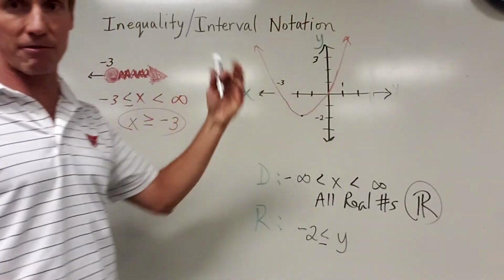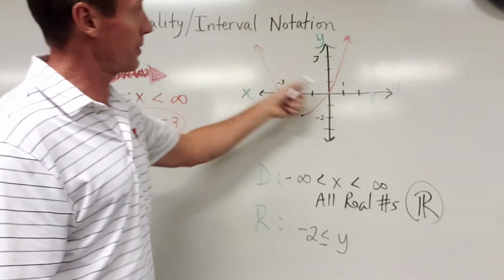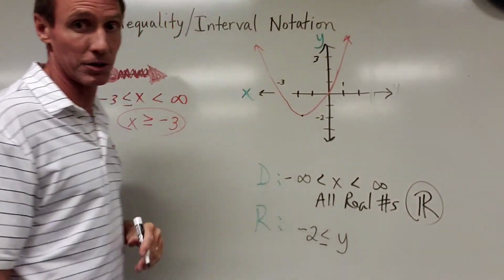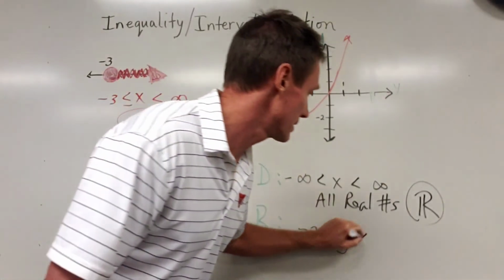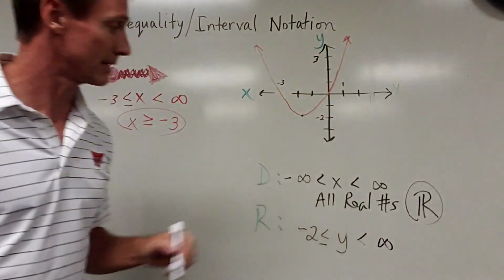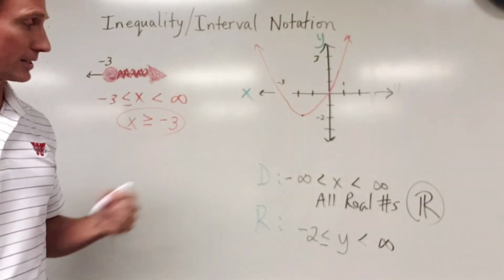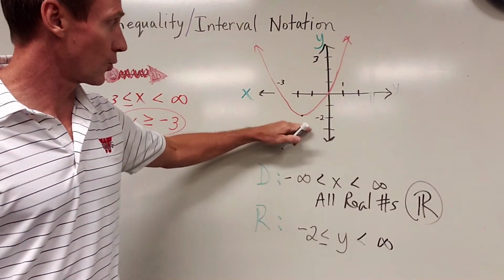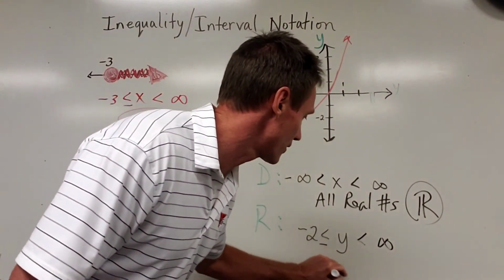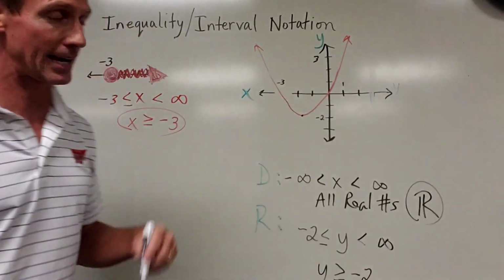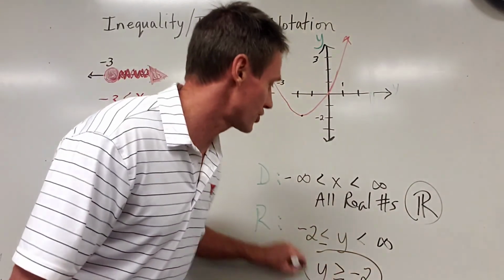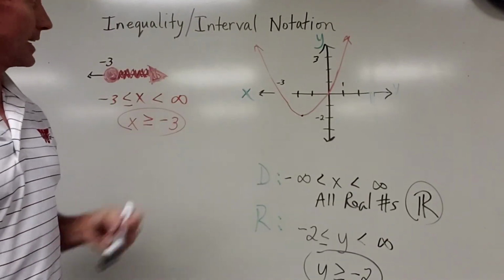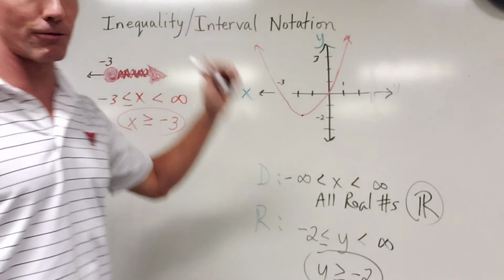Does this graph ever stop going up? Right, both directions right here. It's going to continue forever and ever. So that would be infinity. Right? So again, we could write that this way, or just say the y is greater than or equal to -2. So just a few quick examples on inequality and just a simple look at interval notation.